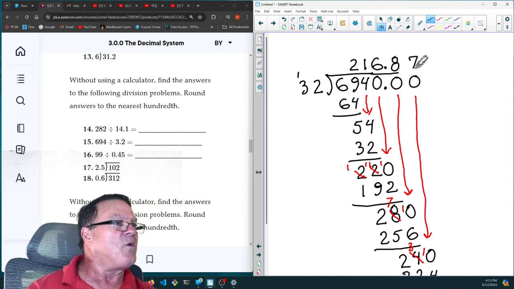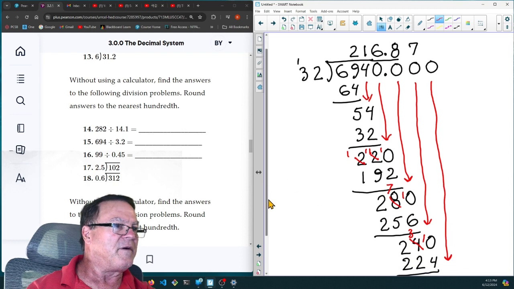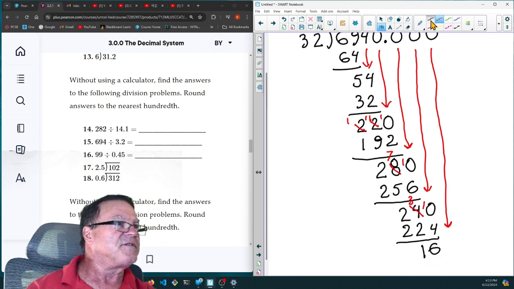So now I need to know if I'm rounding up or down. They want us to round to the nearest hundredth. So I'm going to write one last phantom 0, and I'm going to bring this phantom 0 all the way down here. And I'll see how many times 32 goes into 160.